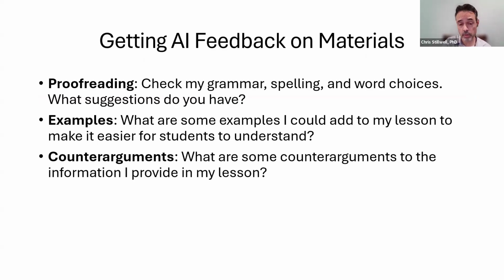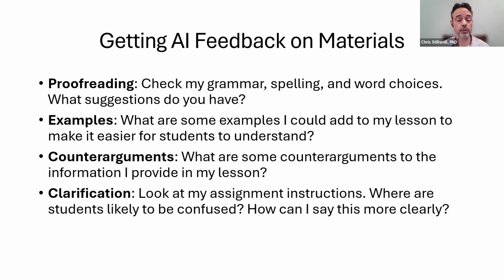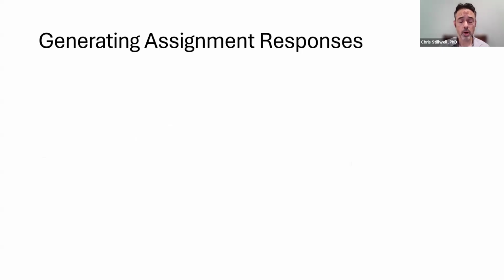We can ask for counter arguments. We can say to the chatbot, what are some counter arguments to the information I provide in my lesson? We can ask for clarification. Maybe our instructions can be improved, and artificial intelligence can find ways to improve that. Now, on the next slightly heavier use of AI, we can generate assignment responses.